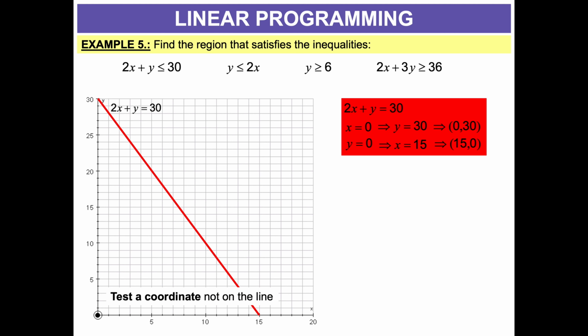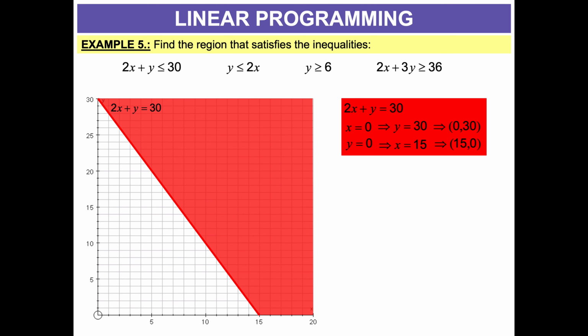Now you can take any point that is not on the line. I think in this case it's good to take origin because it's 0, 0, and plug it into the inequality. So you have 0 plus 0 is less than 30. This is true. That means this point belongs to that region. So I will eliminate the opposite. So the white one stays. But you can also color the ones that you want to include and just ignore the rest.